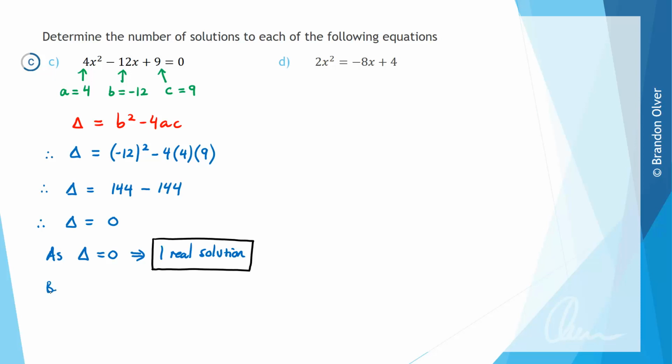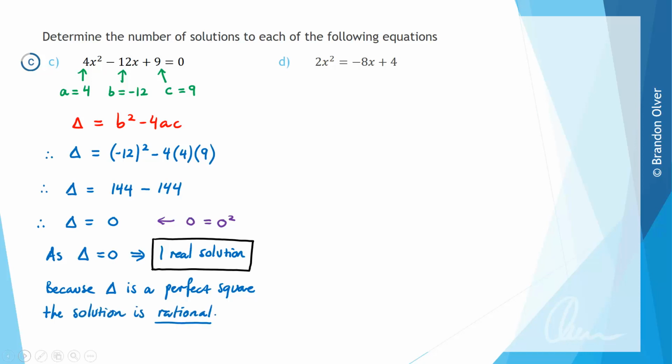Because the discriminant's value is a perfect square, so the discriminant's value back up here is 0, which can be expressed as 0 squared, so it's a perfect square number, the solution we get is going to be rational. And again, by rational, we mean that there's no surd or irrational part to that number. So the number is going to be an integer value or a fraction value.